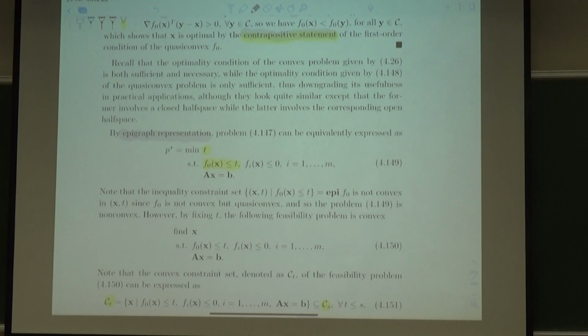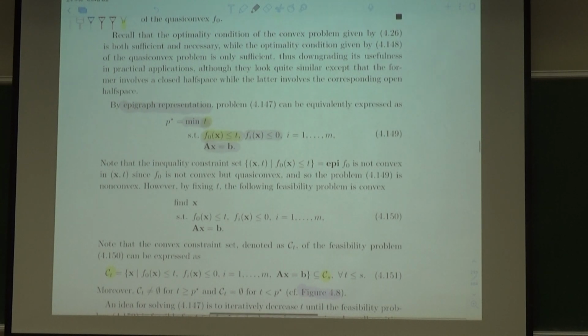Let's use the epigraph representation. Minimize t, with epsilon. This is nothing but the epigraph representation. This is the original constraint. Now we have a new variable t, and we have a new inequality constraint, f0 less than or equal to t. Look at this. Is the feasible set convex for this problem, problem 1.49?